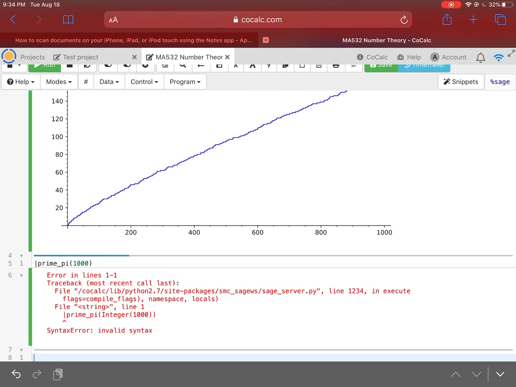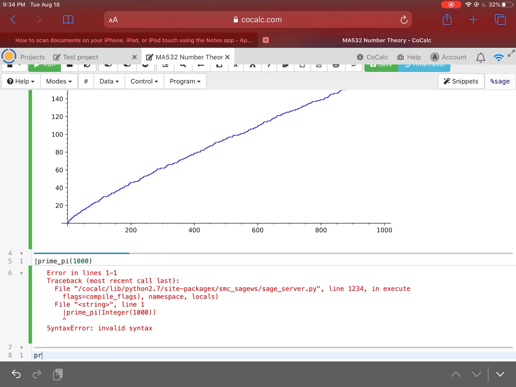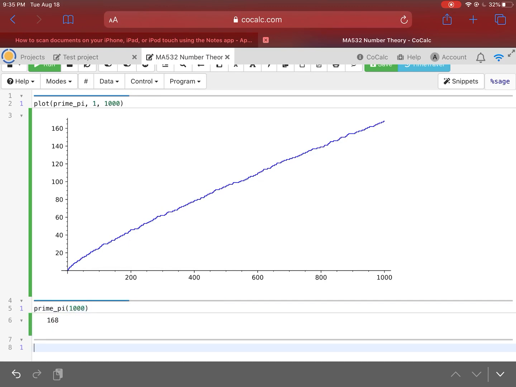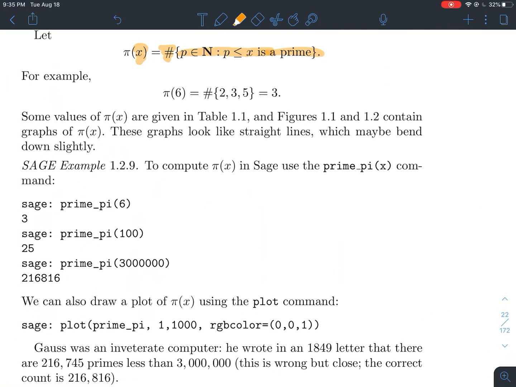Oh, I put some kind of a weird symbol in front of it, I think, like a goofball. Let's try again. Prime pi. I guess let me get rid of that nonsense. Cool. Yeah, I don't know what that vertical line is in front. Let's try again. Prime pi 1,000. Cool. And there's 168, which it looks like it fits with my graph. Yeah, a little bit over 160. Pretty cool. So let's go back to the notes in here.